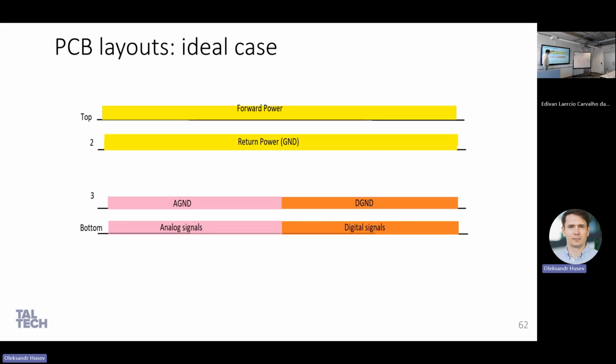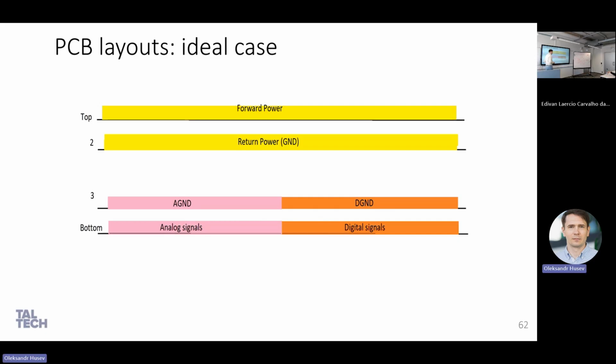You have forward power, return power, and all the electric and magnetic field inside this. Because this is high current, they define your main energy in the PCB. And then you can use these layers for digital and analog: analog ground, analog signal, digital, right? Of course, it's not always possible.